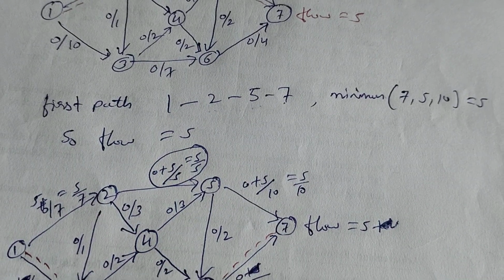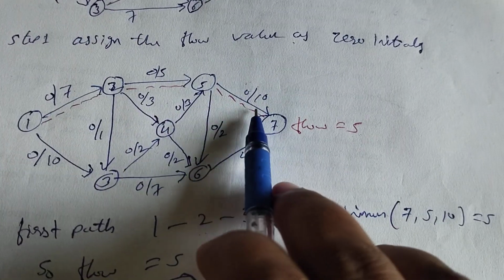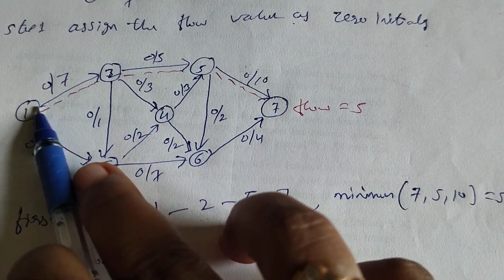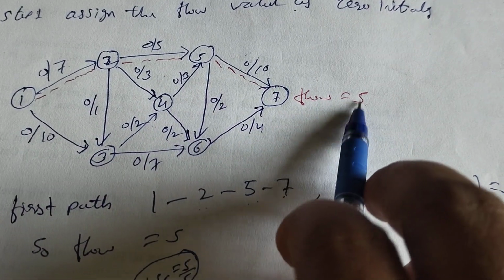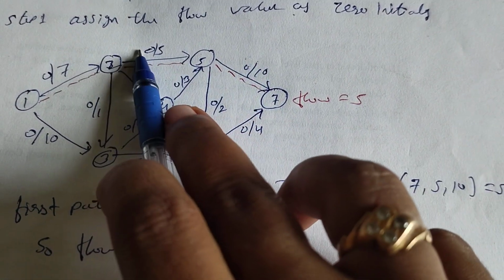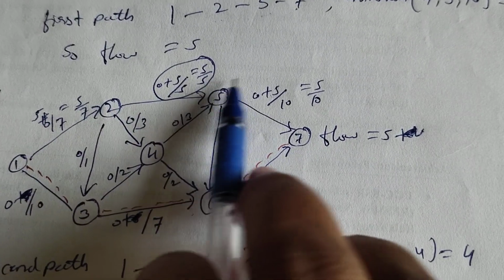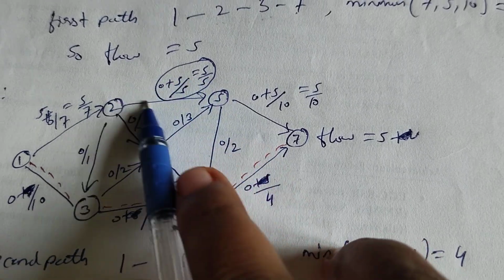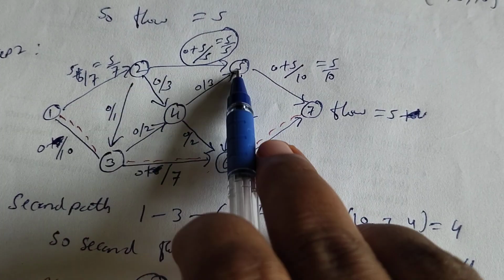Redraw the network once again, and now you have to add this flow value to the initially assigned flow values. Initially assigned flow values are 0 in the first path. In the path you have selected, only there you add this flow value. So it is 0 plus 5, 0 plus 5, 0 plus 5. So it is 5 by 7, 5 by 5, 5 by 10. 5 by 5 is saturated. You cannot travel from 2 to 5, so it is blocked now. The remaining paths, you can travel any path except 2 to 5.